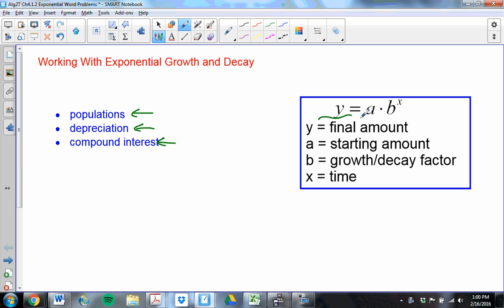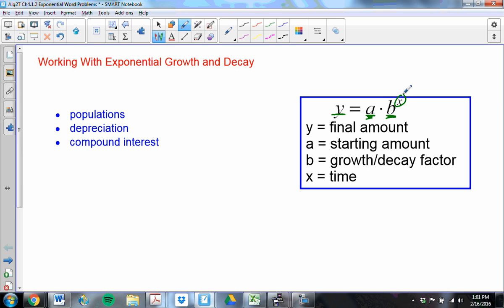Y equals a times b to the x is the general formula that you can follow when dealing with exponential functions, at least exponential functions of common bases like base 2 or base 4 or base 10. Y stands for the final amount of whatever you're dealing with. A is the starting amount, whatever amount you started with. B is your growth or decay factor, where if B is greater than 1, you have growth, and if B is less than 1, you have decay.